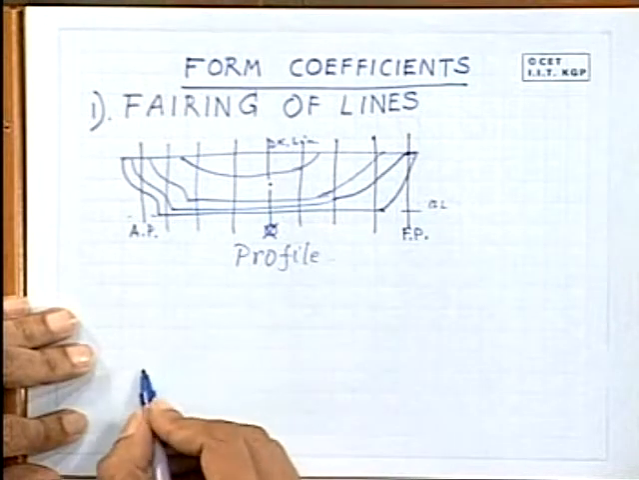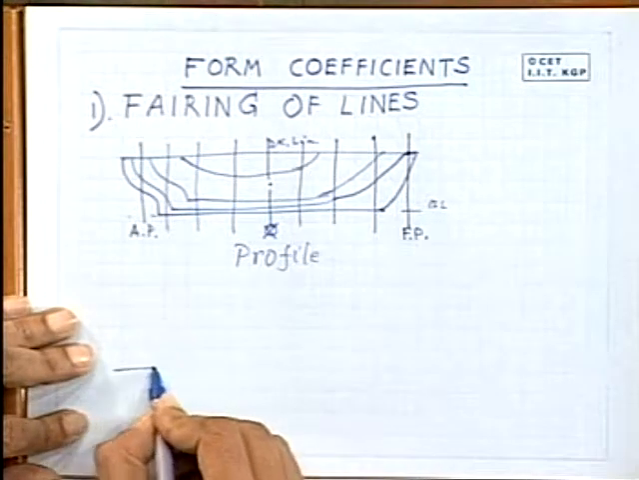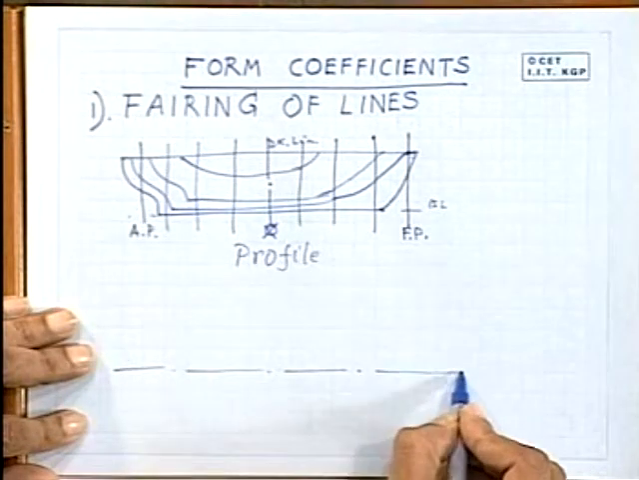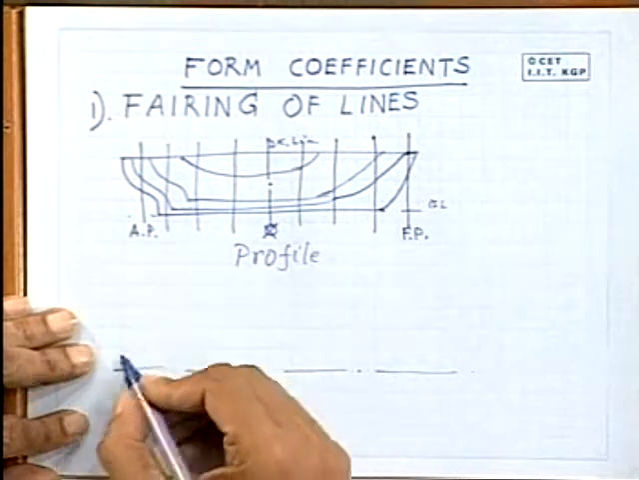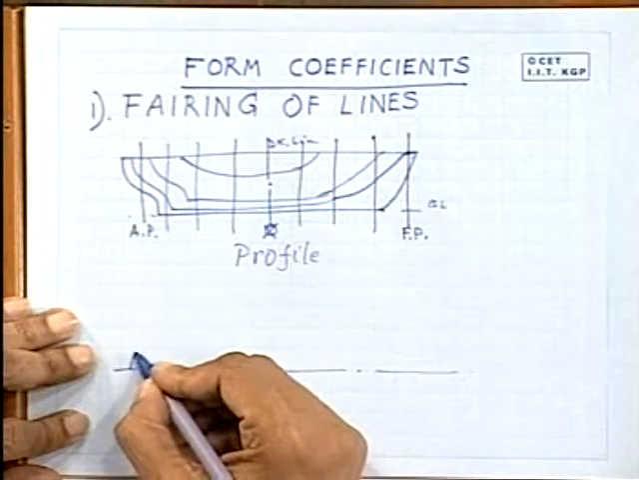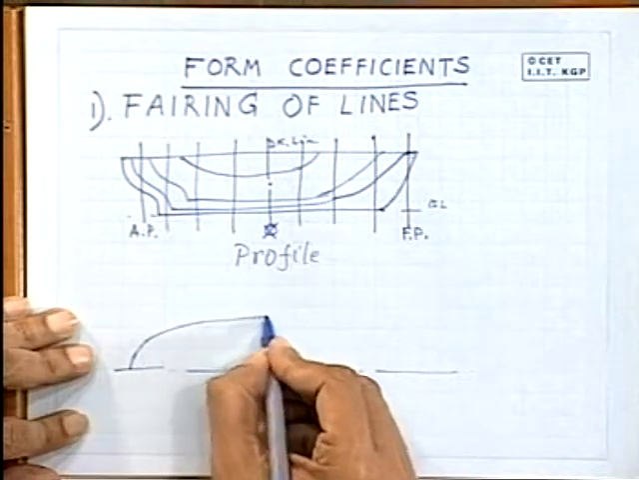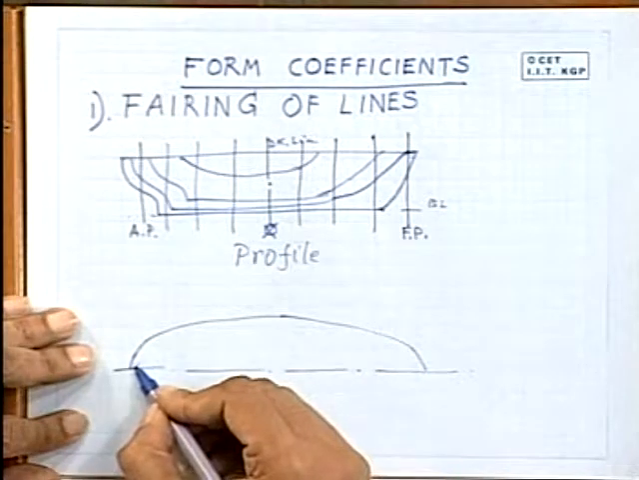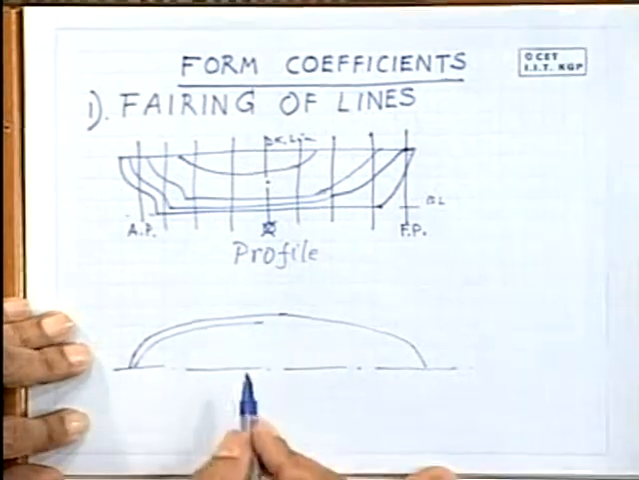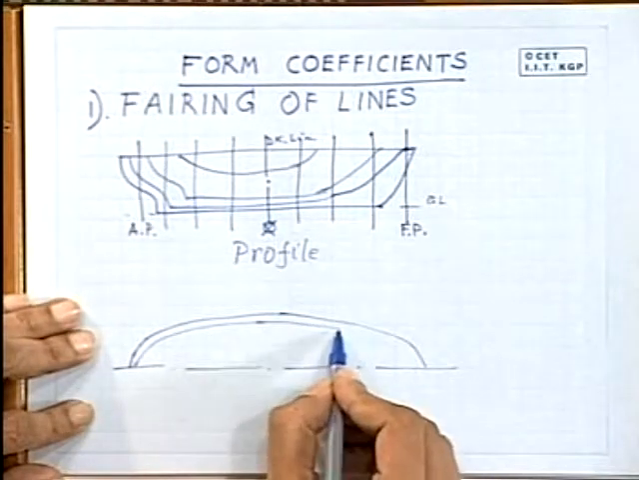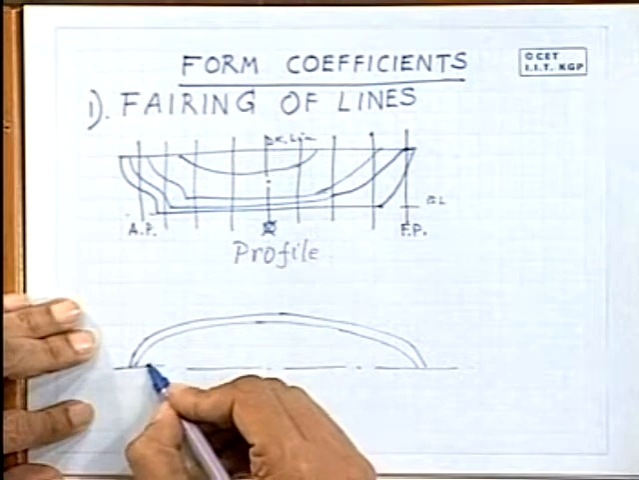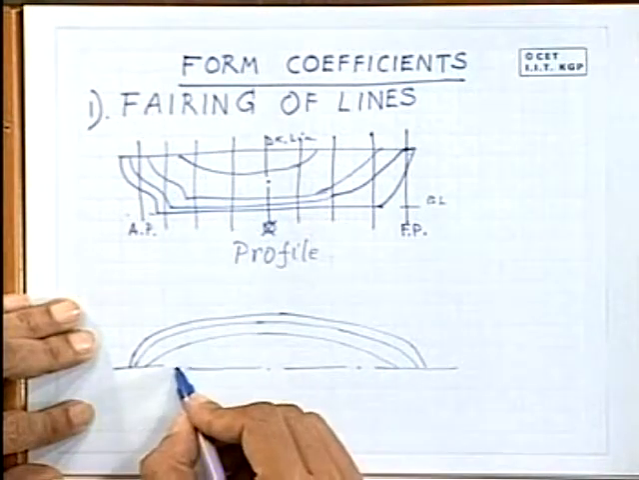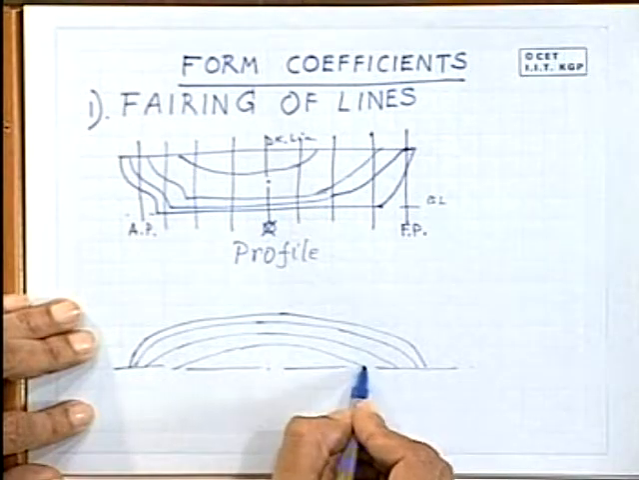Below the profile, the half-breadth plan has been drawn. First, one has to draw the center line, and since the ship is symmetrical about the center line, there is no need to draw the water lines on the other side. Simply draw it on one side, and that gives the half-breadth plan. This is just an outline of the actual drawing one has to make, made from what is called the table of offsets. I will explain what these offsets are. They are nothing but distances from the center line.